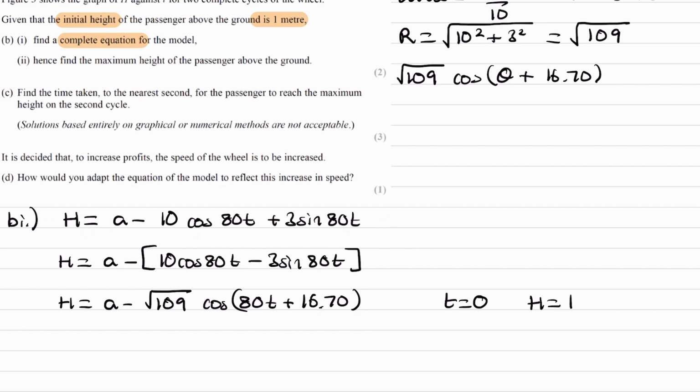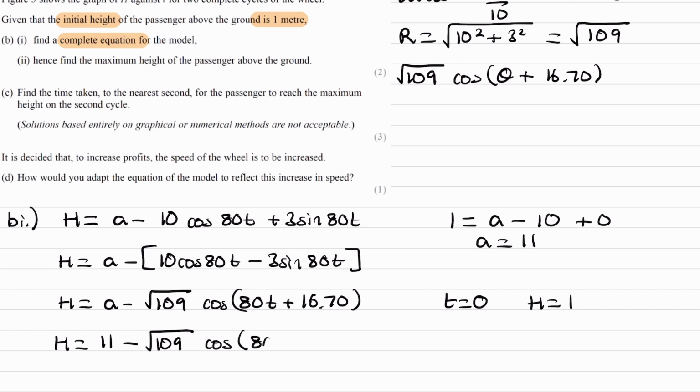Let's put in t is equal to 0, h is equal to 1 into that. That becomes then 1 is equal to a minus, so cos of 0 is equal to 1, so that'll be a minus 10, and sin of 0 is equal to 0, so plus 0. a is then equal to 11. So h then becomes 11, and I'll use this version of the equation over here. That's probably going to be more useful as we go along. Minus root 109 cos(at plus 16.70).